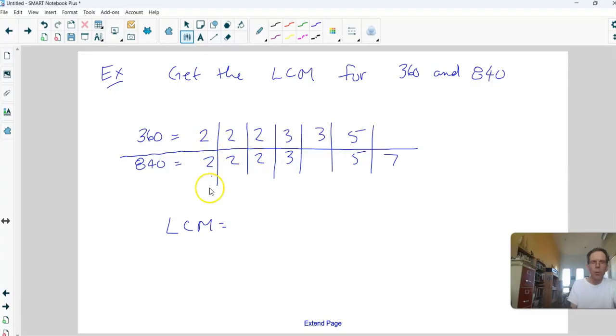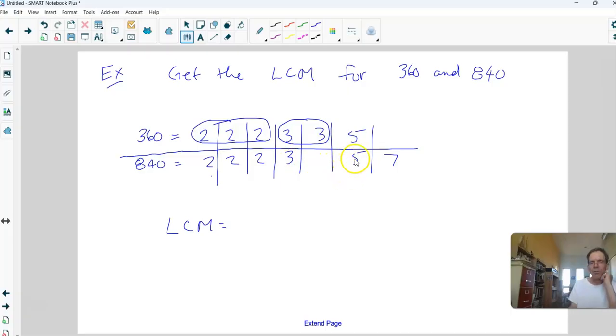So who has the most 2s? We see that they're tied, right? 360 has 3 2s, 840 has 3 2s. I'm just going to circle one group of 3. Okay, how about 3s? Well, 360 wins. It's got 2 3s, and 840 only has 1 3.